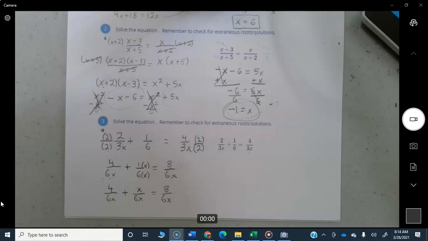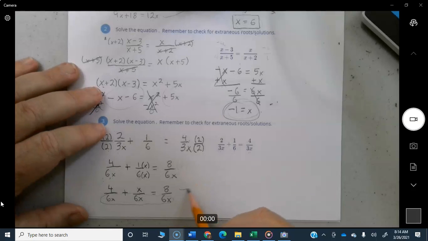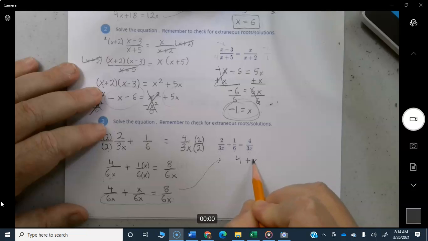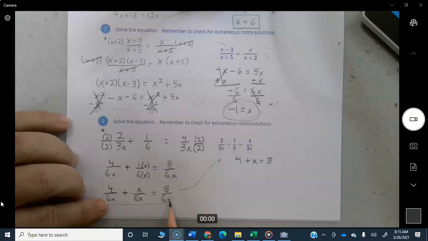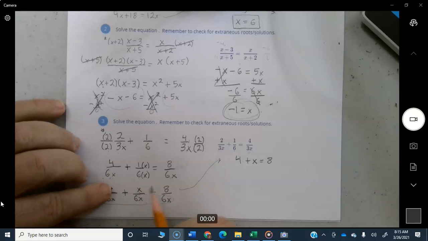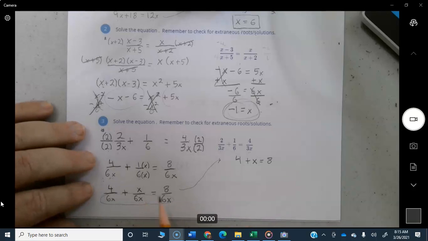All right, so now that I have a common denominator here, I can ignore the denominator here. I'm trying to find the value of x. And so all I want to look at up here is the numerator. So I'm going to come over here. Because whatever x is, if I divide everything by 6 times whatever that number is, it's going to change everything the same. So we can ignore the denominator, just look at the numerator here. So 4 plus x equals 8.